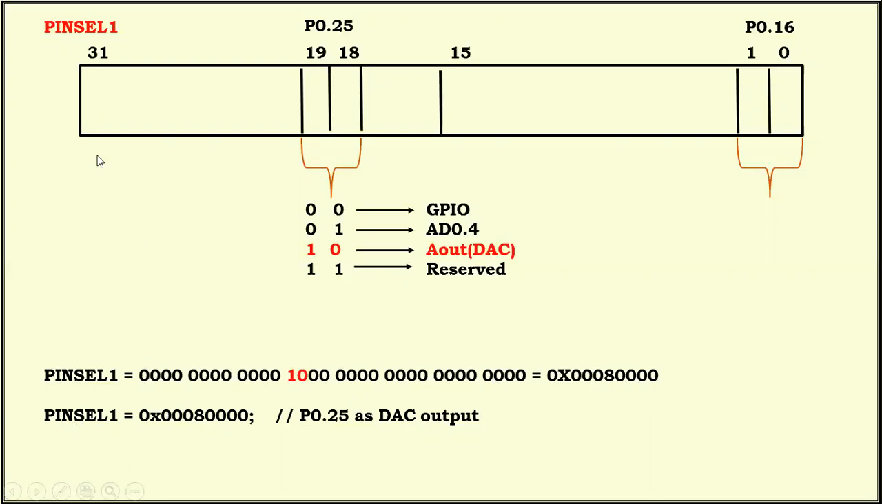We know that pin select 1 is a 32-bit register. Pin select 1 is a what? 32-bit register. Therefore, once we write this, we are going to configure P0.25 as DAC output. That's a DAC output. That is a very, very important step.